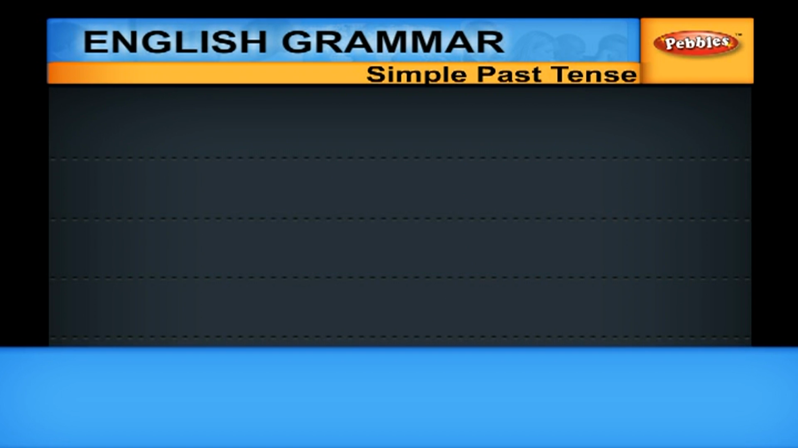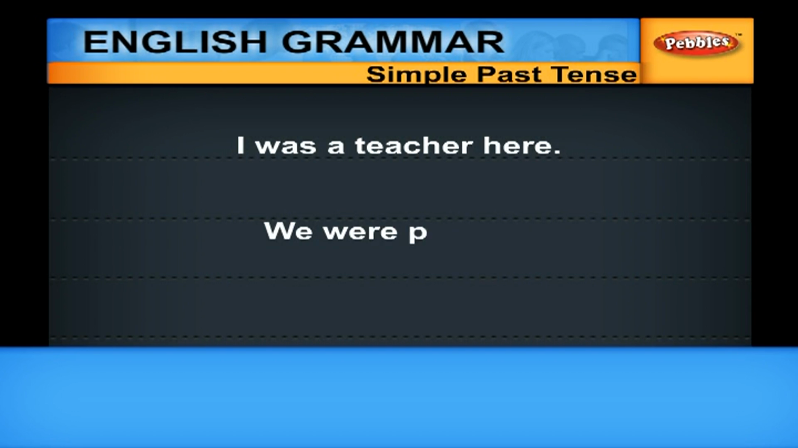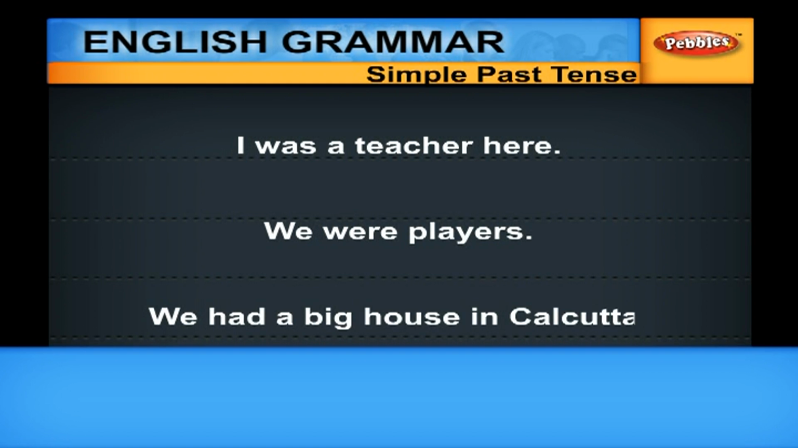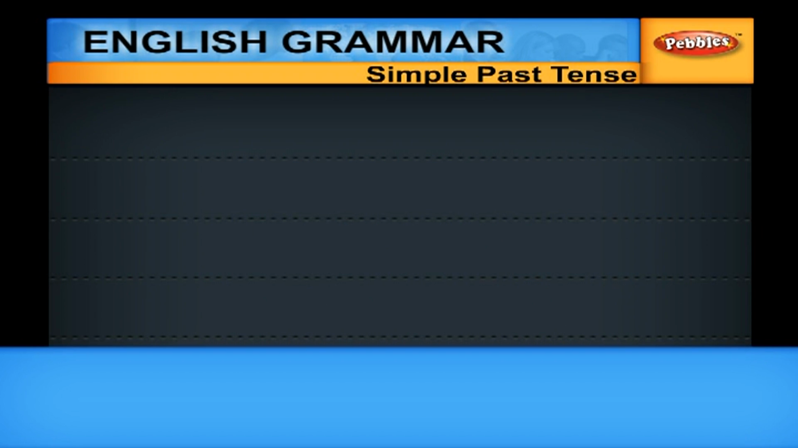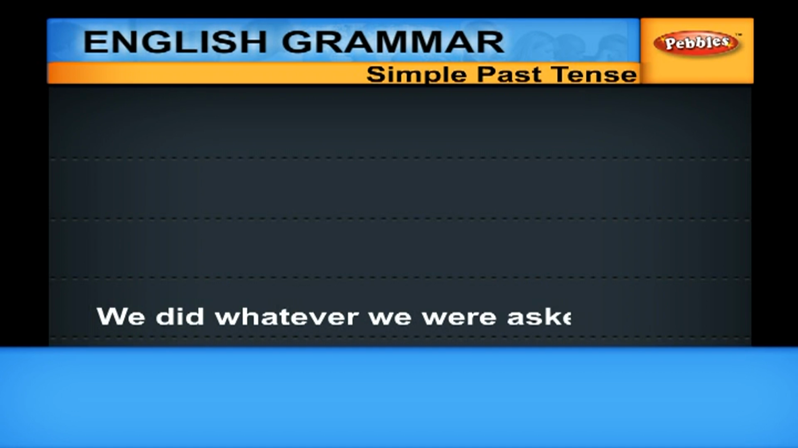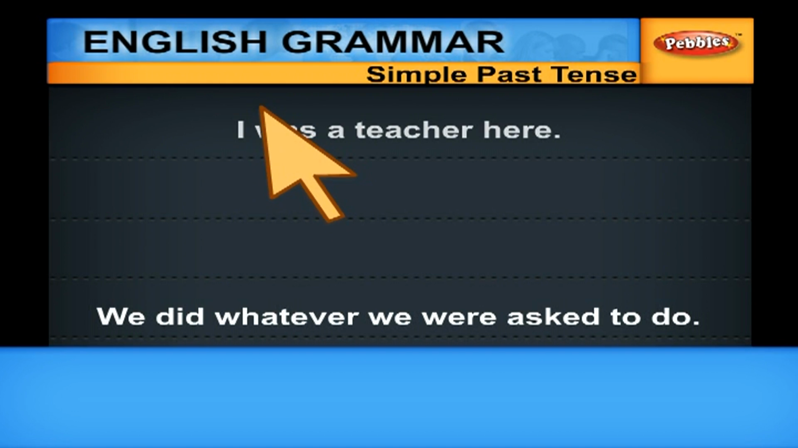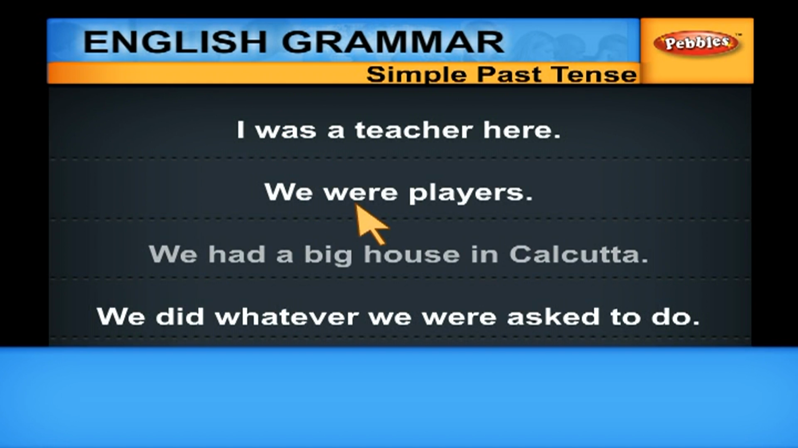I will give you some examples here. I was a teacher here. We were players. We had a big house in Calcutta. And then, what can I say? We did whatever we were asked to do. In these instances, the auxiliary verbs was, were, had, did are being used as main verbs. Can you see it?